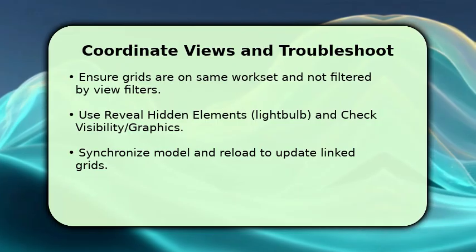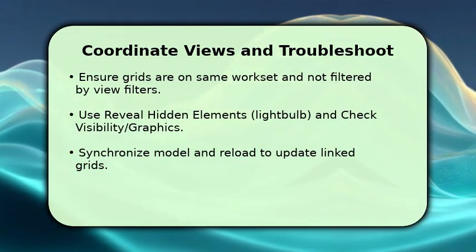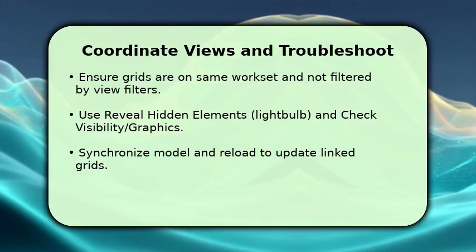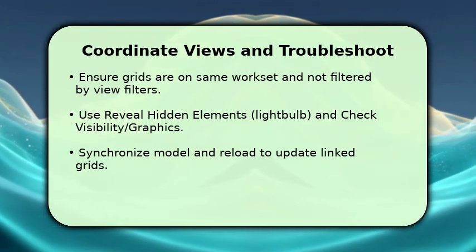If grids in linked models are missing, adjust Visibility/Graphics for links and show Host View or Copy Monitor. If things still go wrong, reload the link and synchronize. Inconsistent grid names often come from mismatched levels or disabled worksets.